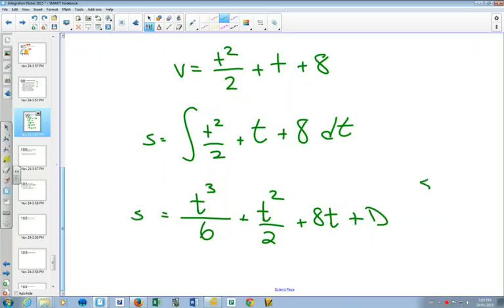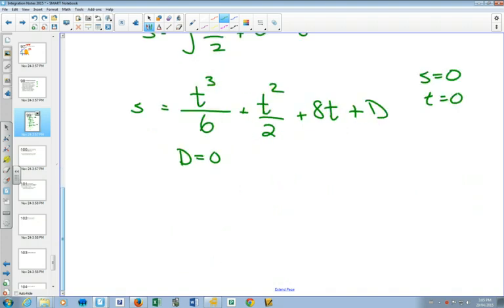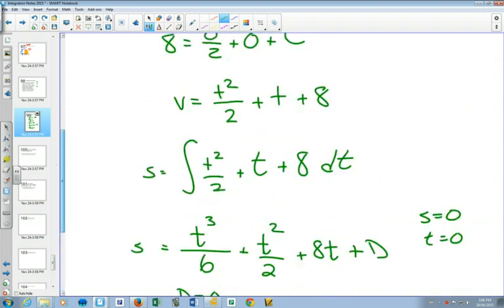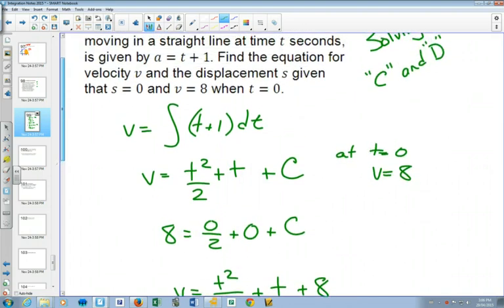And we know that our displacement is 0 when time is 0. So plugging in 0 for t and 0 for displacement, you will get that d is equal to 0. So our equation for our displacement is just t cubed over 6 plus t squared over 2 plus 8t. And did we solve everything? Yes.